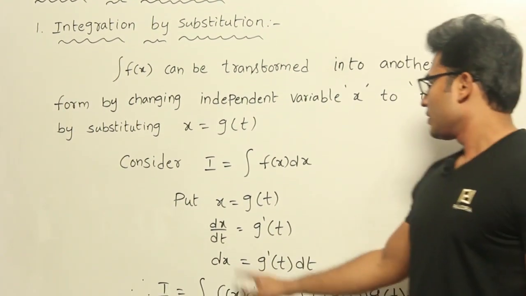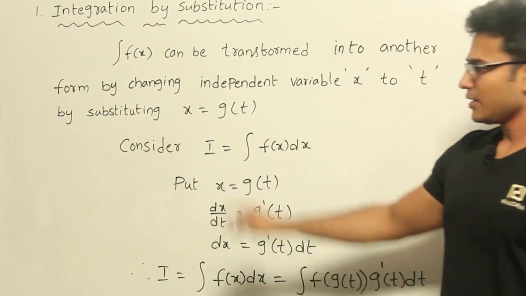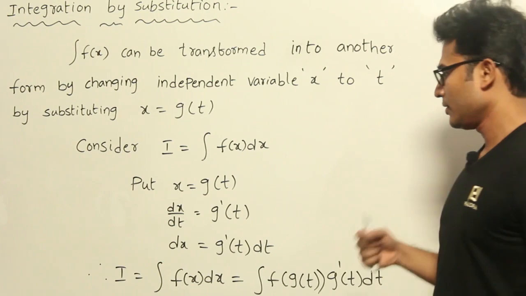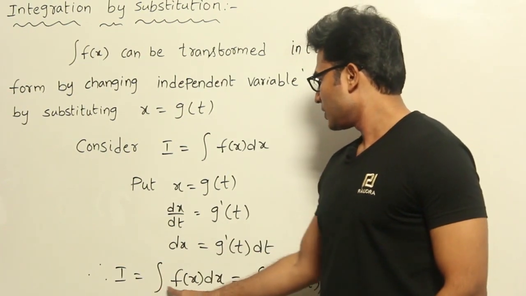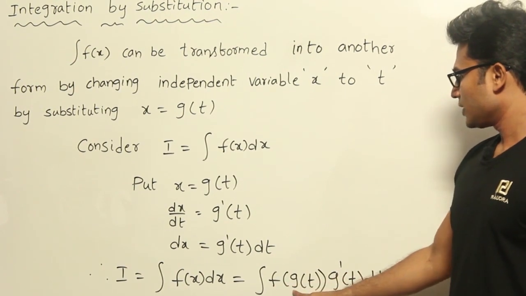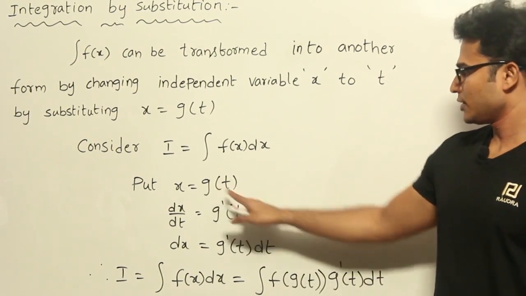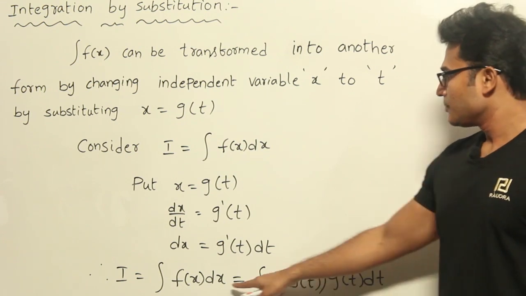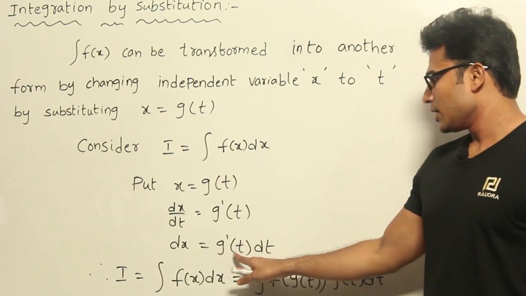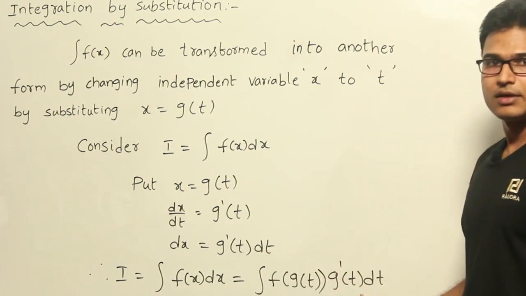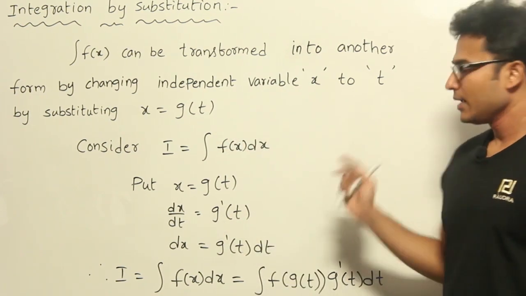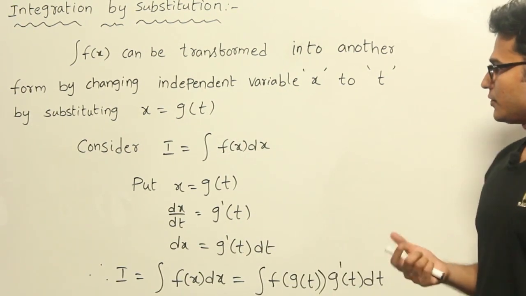Now if you look at it, the entire integral can be transformed into an expression containing only the variable t. So the integral of f of x dx becomes the integral of f of g of t, and in place of dx you write g dash of t dt. This way you can transform any function into another function. Let's see how this will be useful in some of the questions.